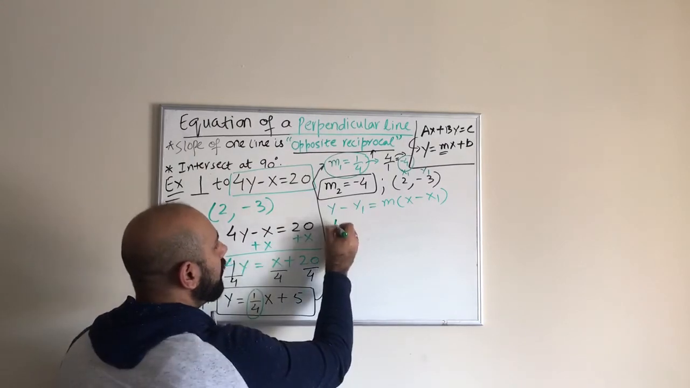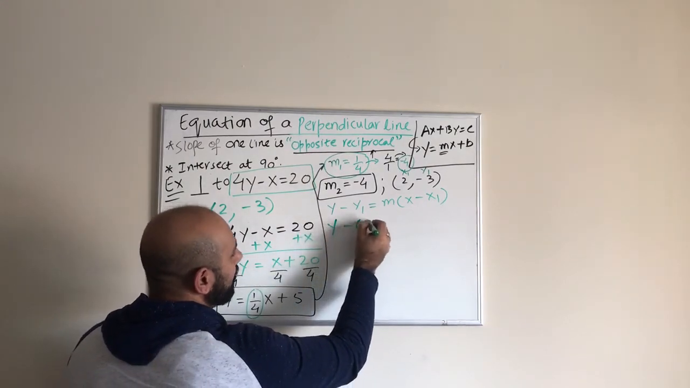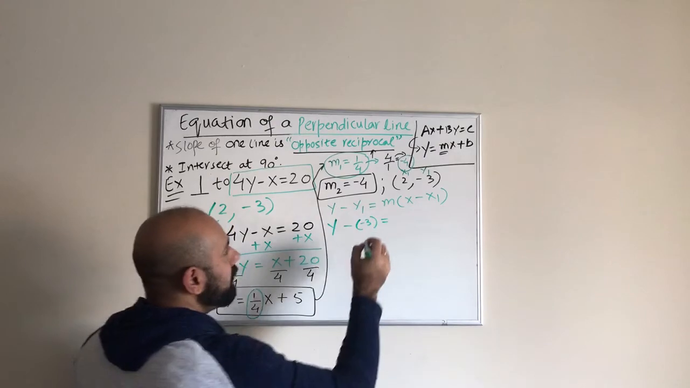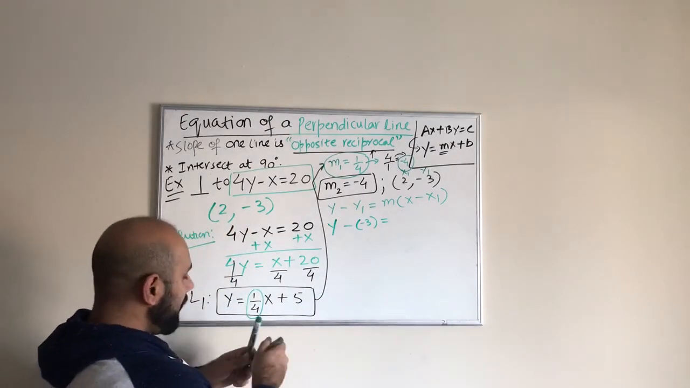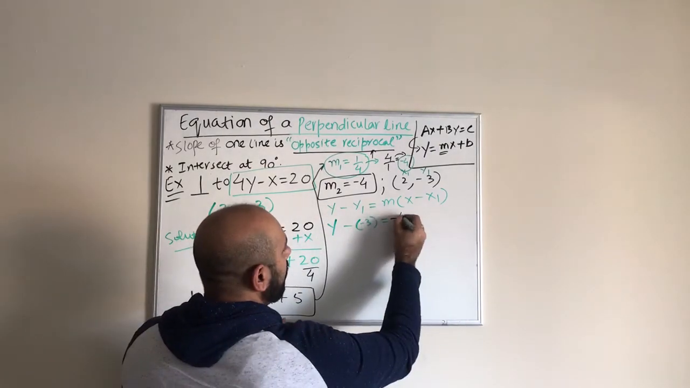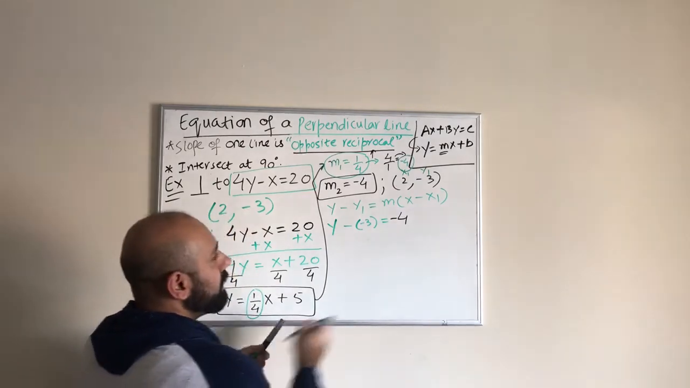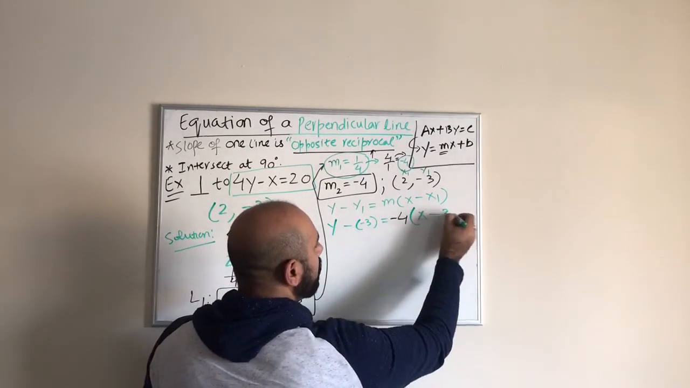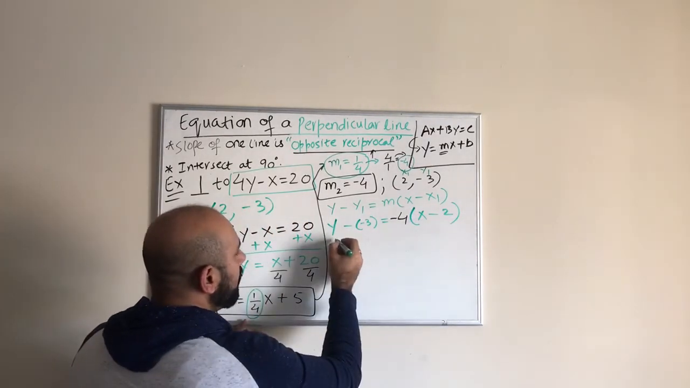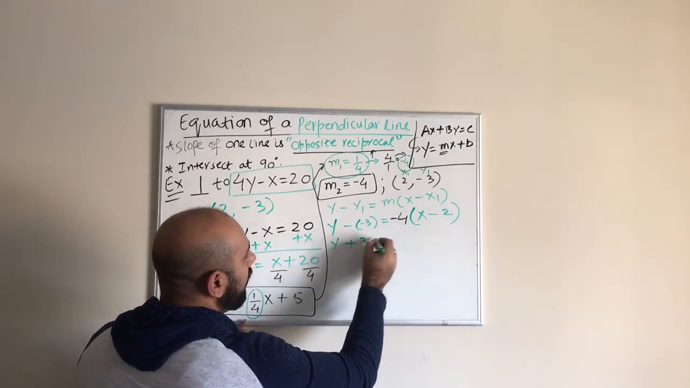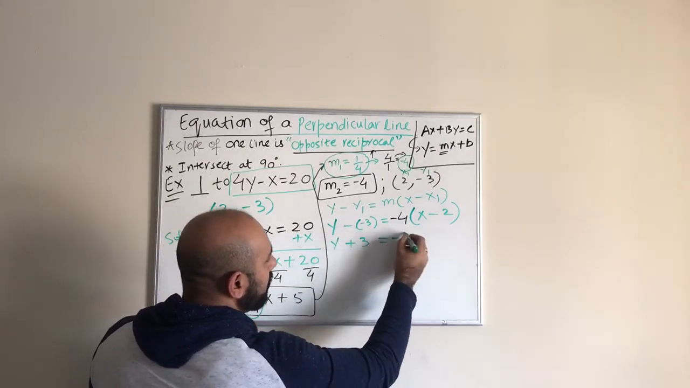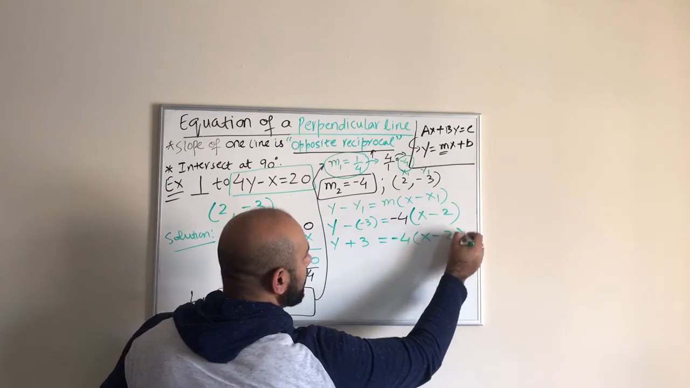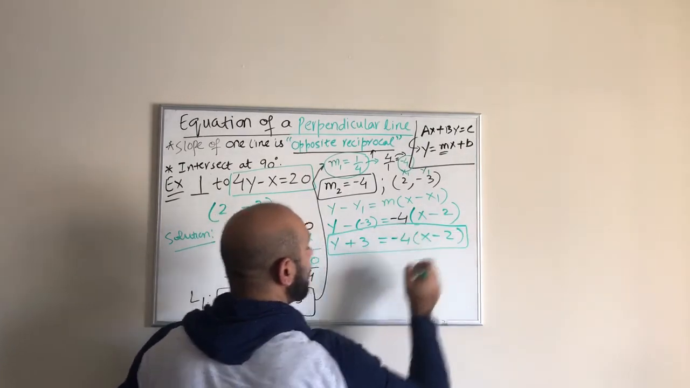Now I'm going to substitute the values. So it's going to look like y minus (-3). Obviously, we have to put it in parentheses. And the slope is -4. And then I have my x minus x1, which is x minus 2, right? Simplifying further, this is going to be y plus 3, since two negatives become positive, equals -4 times (x minus 2). Guys, this is the equation of the line in the point-slope form.